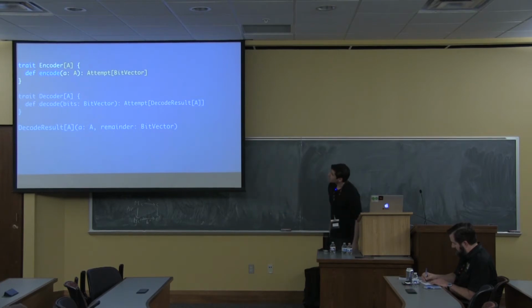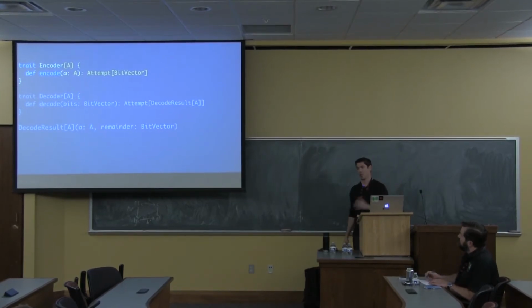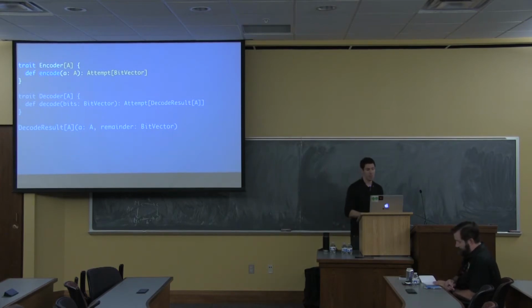So this is an encoder. As I said, we take an A and we produce some binary data. Now, Attempt is just a Try. If you're familiar with Try in Scala, it's a way to say maybe this worked or maybe there's an error. And it's a monad. But it's basically just saying whether or not we succeeded.